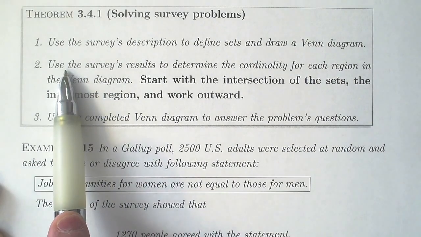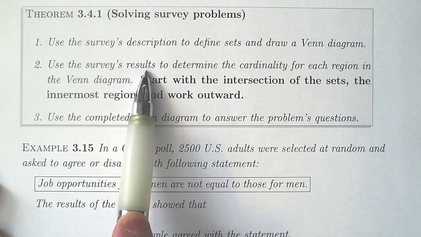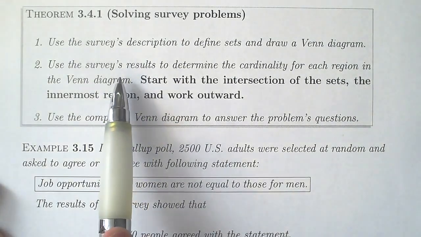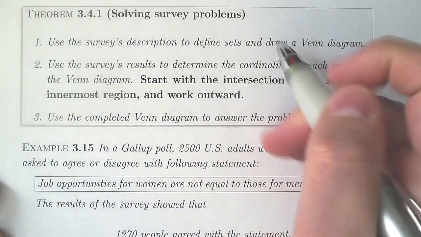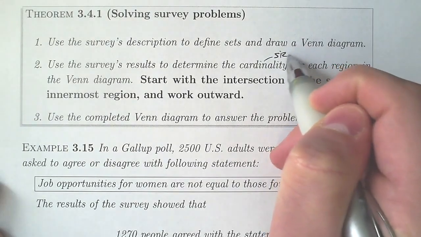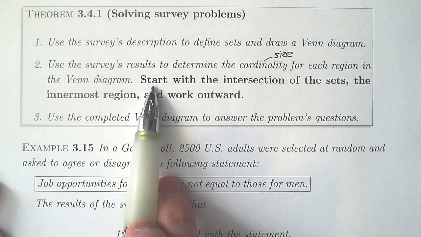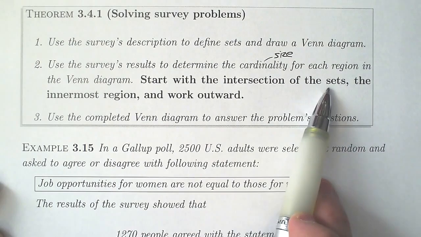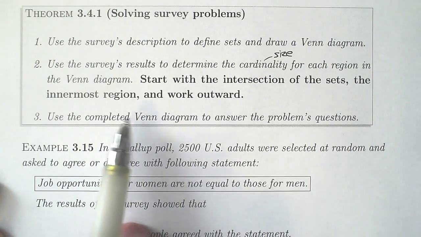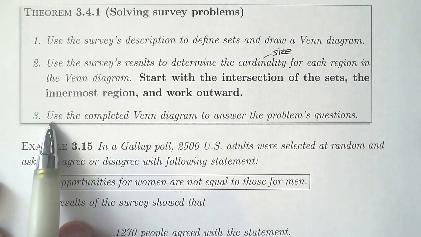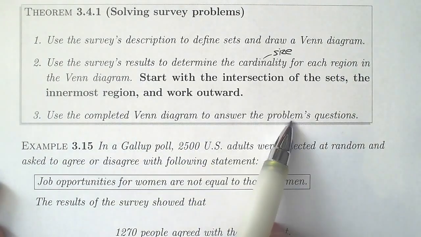Step 2, this is a big one. Use the survey's results, that would be the sentences that are given, to determine the cardinality, remember that's the size, for each region in the Venn diagram. Start with the intersection of the sets, the innermost region, and then work outward. So we'll do an example in just a minute. You'll see what I mean. And then step 3, use the completed diagram to answer the problem's questions.